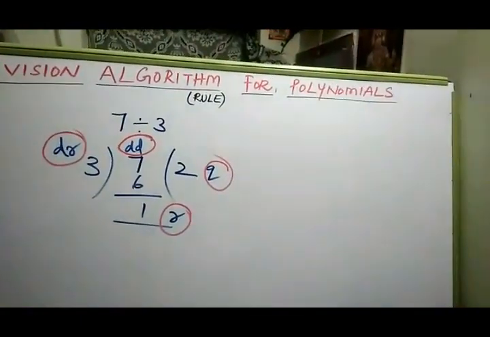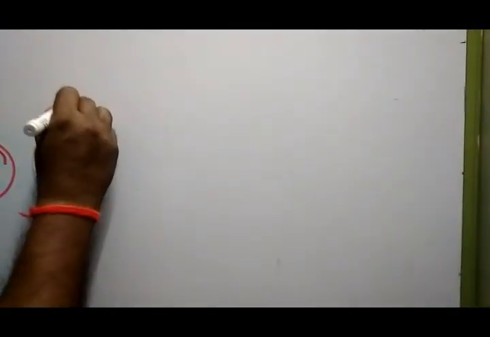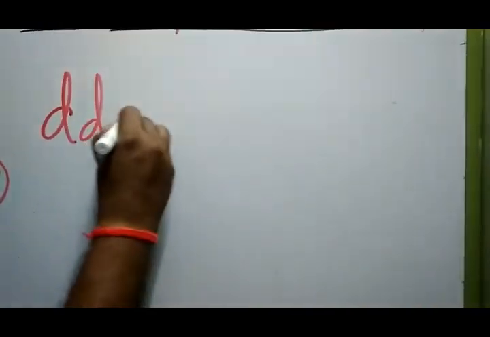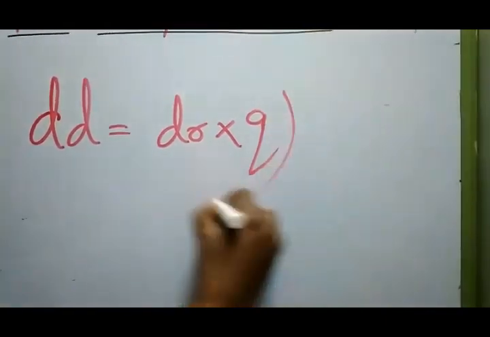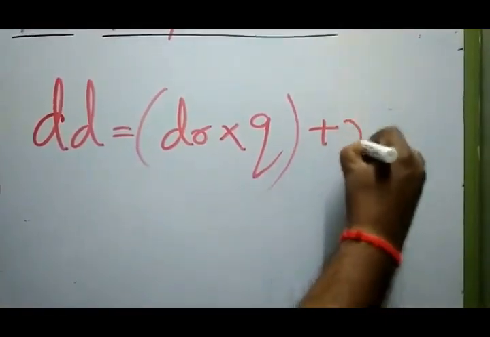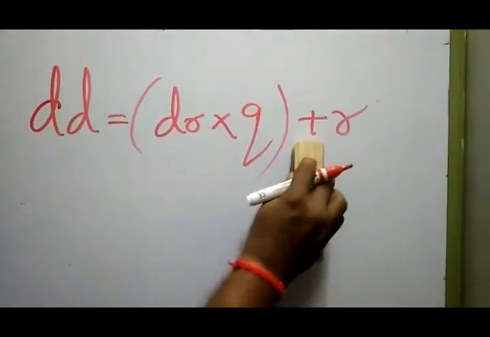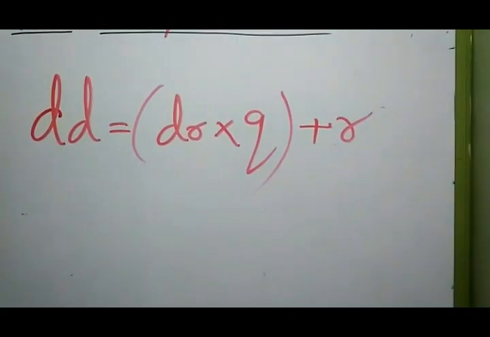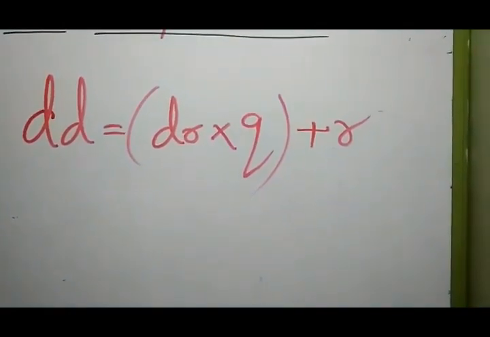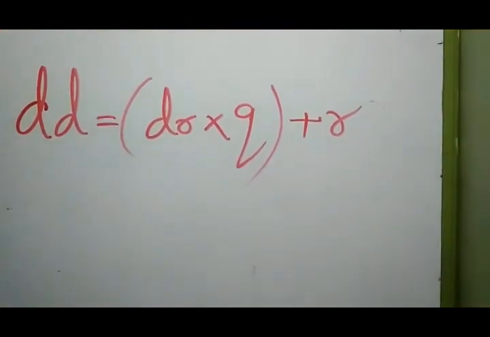Now, what is the division algorithm? Division algorithm: dividend is equal to divisor into quotient plus remainder. This is the division algorithm. So, verify the division algorithm.